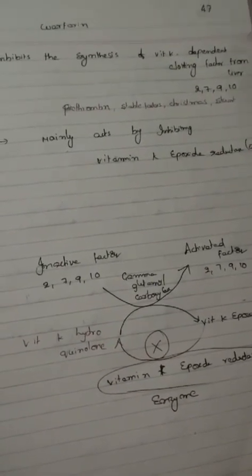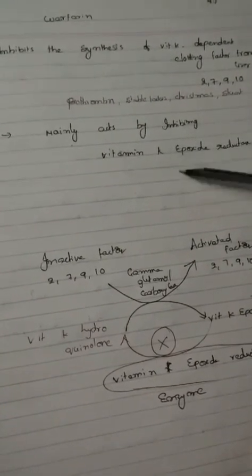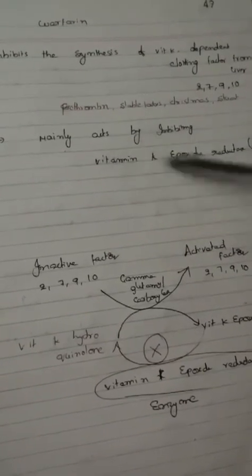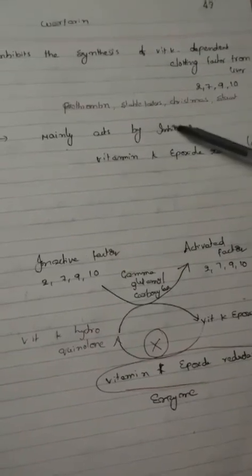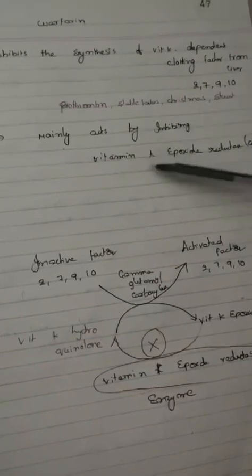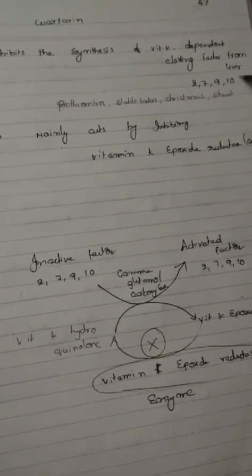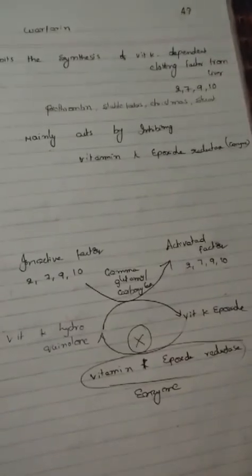So what you have to understand is that it mainly acts by inhibiting the vitamin K epoxide reductase enzyme. When warfarin acts on the vitamin K epoxide reductase enzyme, it ultimately inhibits the 2, 7, 9, 10 factors, that is, prothrombin, the stable factor, the Christmas factor, and the Stuart factor.